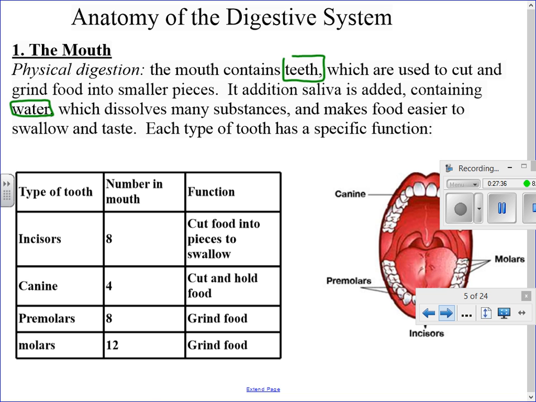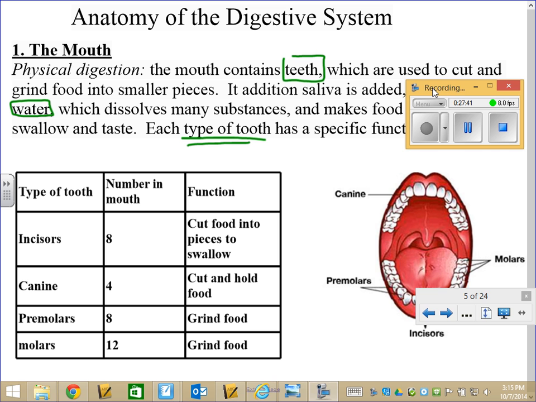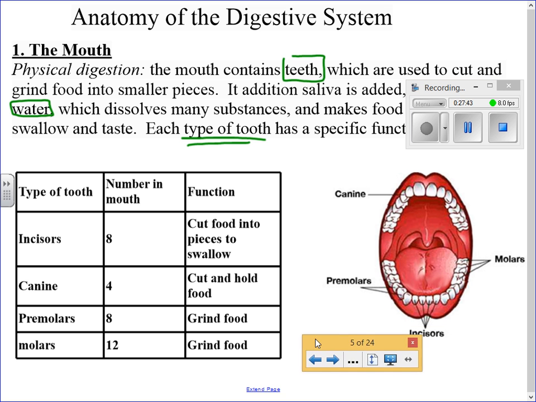And I've got here a little chart about types of teeth, plus a little picture that shows you where each of the teeth are in your mouth. So I'm going to pause here.